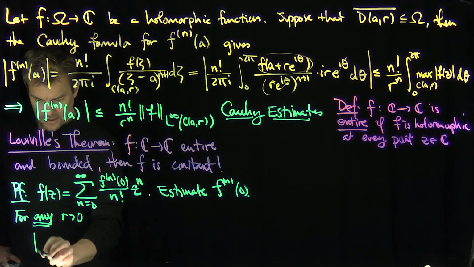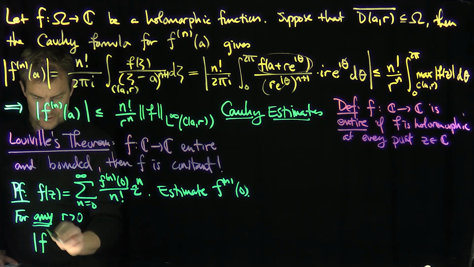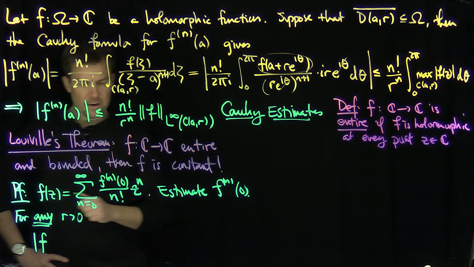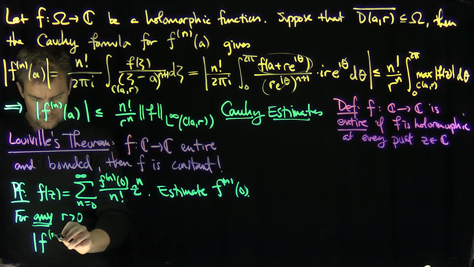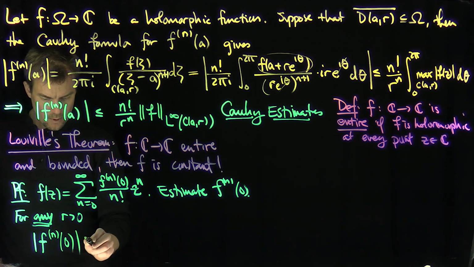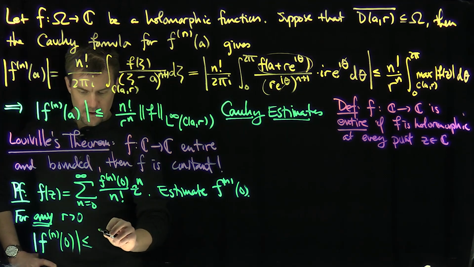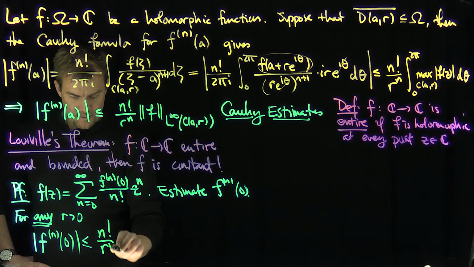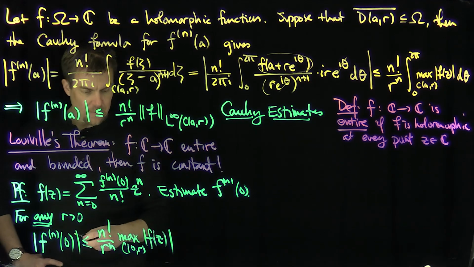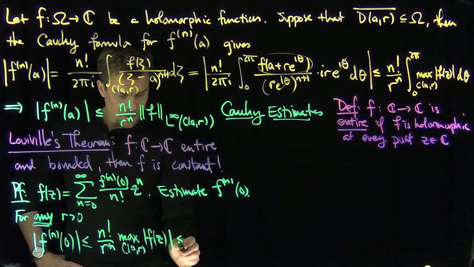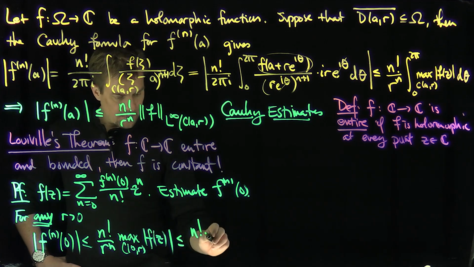Okay, and so for any r, what can we say? Let's just do f^(n). We can say f prime is 0 everywhere, but it's easier to do f^(n), right? So what's f^(n) of 0? Well, it's no more than n factorial over r to the n times the maximum over the circle C_0,r of |f(z)|. But we're assuming that f is bounded, so this is less than or equal to n factorial times a constant M, just a fixed constant, over r to the n.